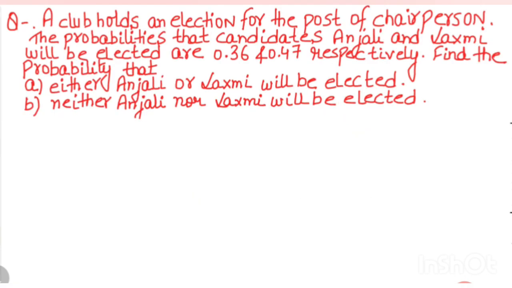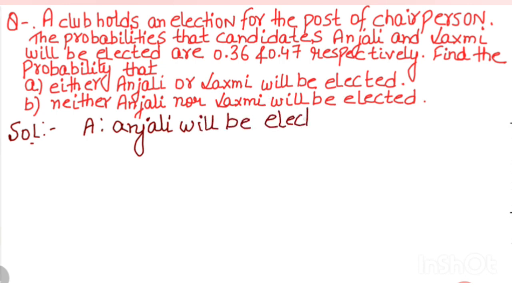Now let's look at an example. A club holds an election for the post of chairperson. The following probabilities for selection of two candidates are given. Let event A be that Anjali will be elected, and event B be that Lakshmi will be elected. Since there is only one chairperson, the events A and B are mutually exclusive, because if Anjali is selected as chairperson, then Lakshmi cannot be, and if Lakshmi is selected as chairperson, then Anjali cannot be selected.